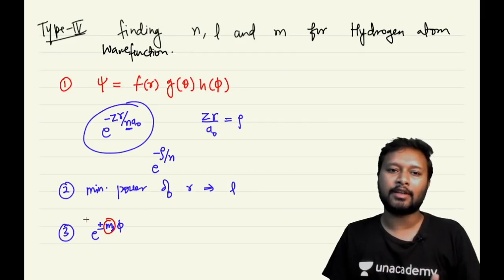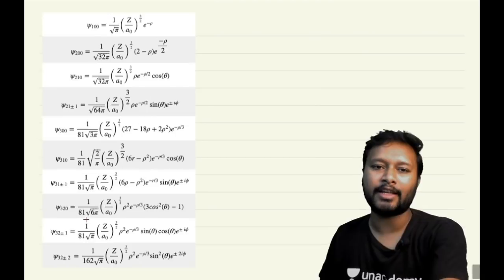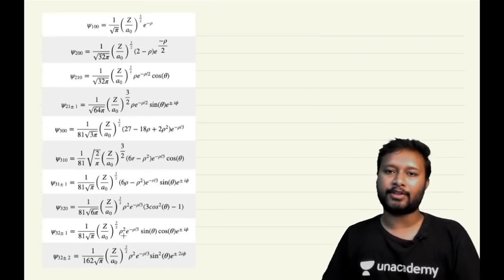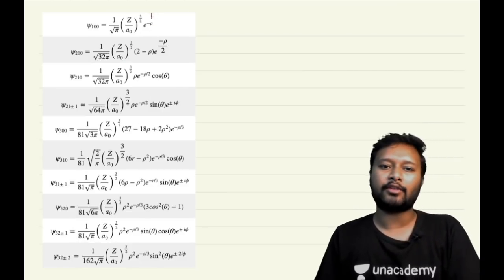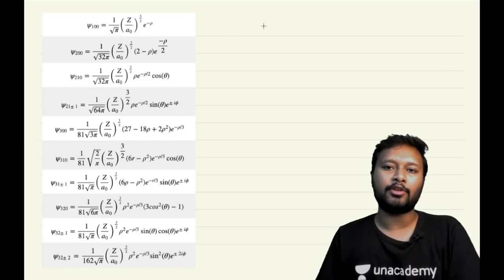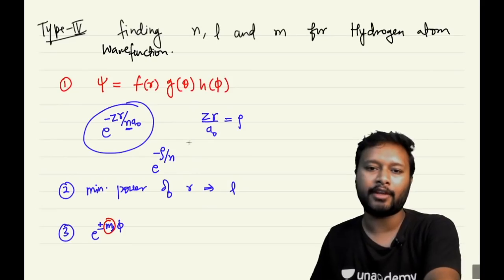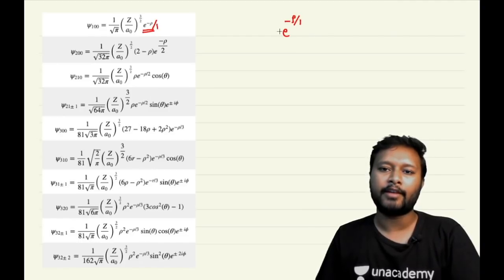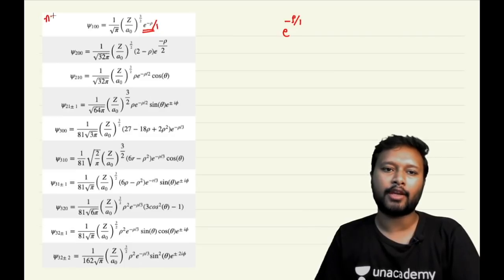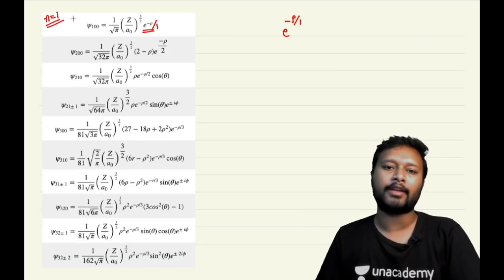So overall, if you see the question, you will be able to understand what I am telling. Here there are many wave functions which I have given. You can easily see that these are functions of rho. First of all, in the first one, we will have e to the power minus rho by n. So here you have e to the power minus rho, which you can write as e to the power minus rho by 1. So what is the value of n for this? n becomes 1.